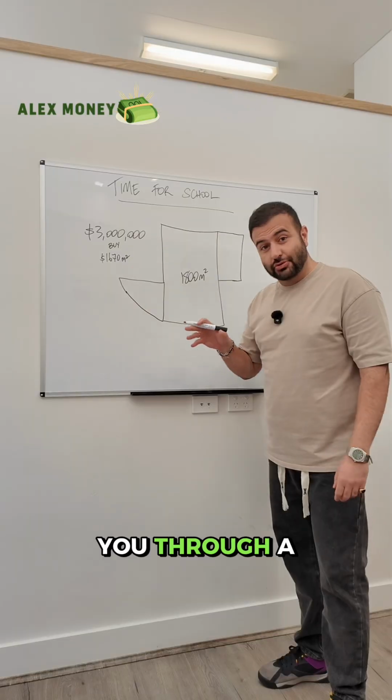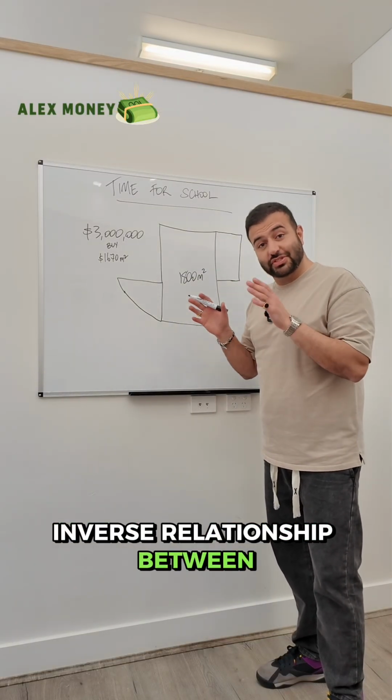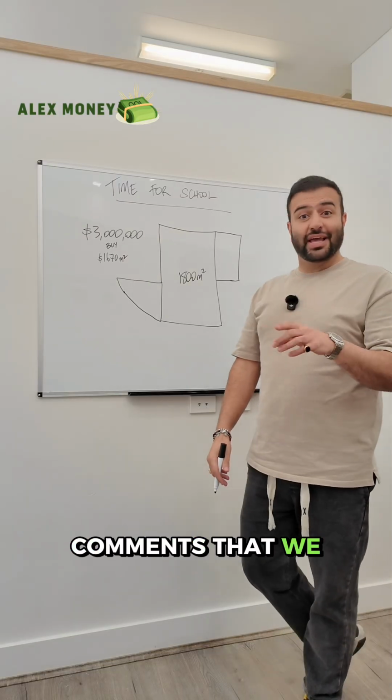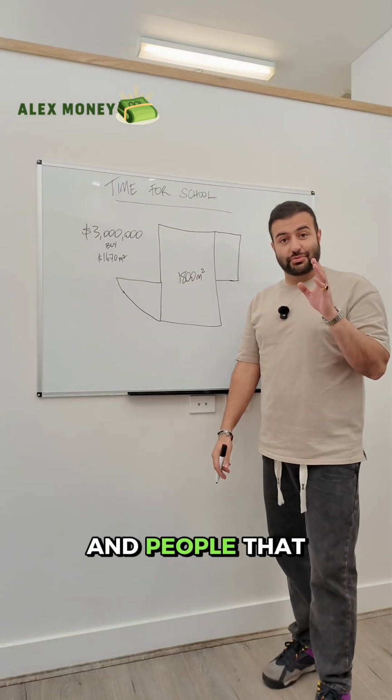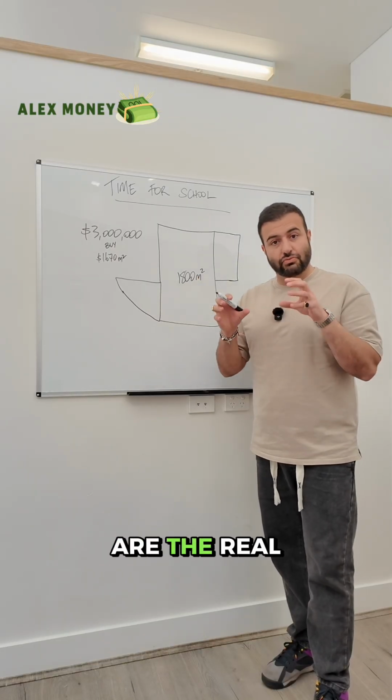I'm going to talk you through a project that I've done. We'll explain that inverse relationship between size and land. One of the comments that we get, and I've seen on a lot of other influencers and people that put this information out as well, is, oh, well, that's really terrific, but it's all airy-fairy. Where are the real world examples?